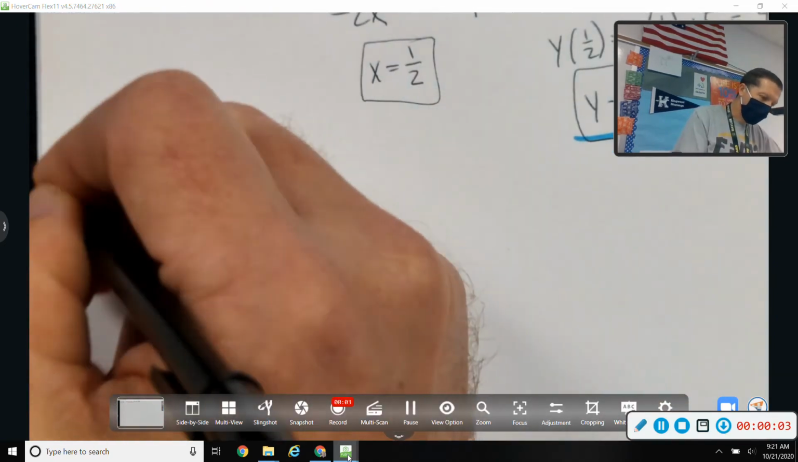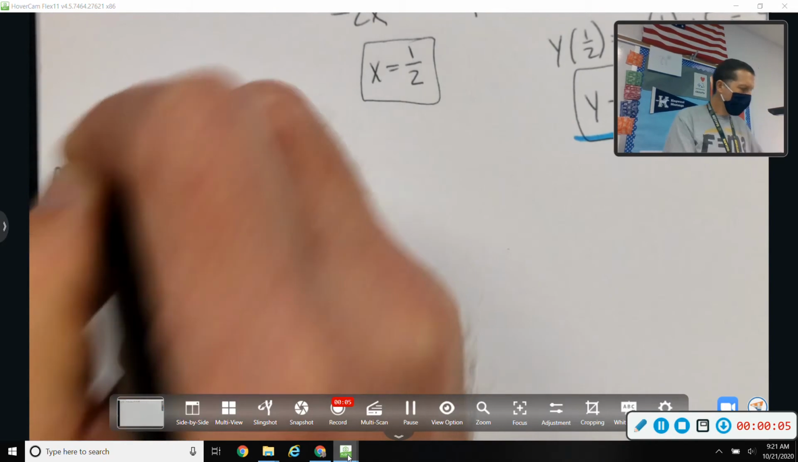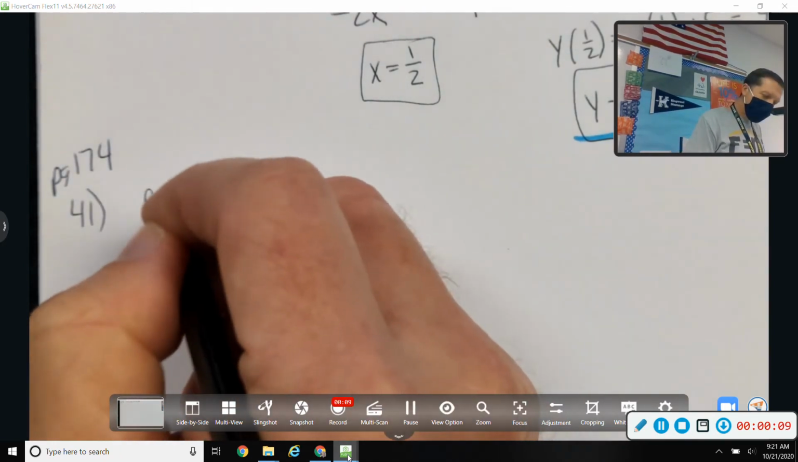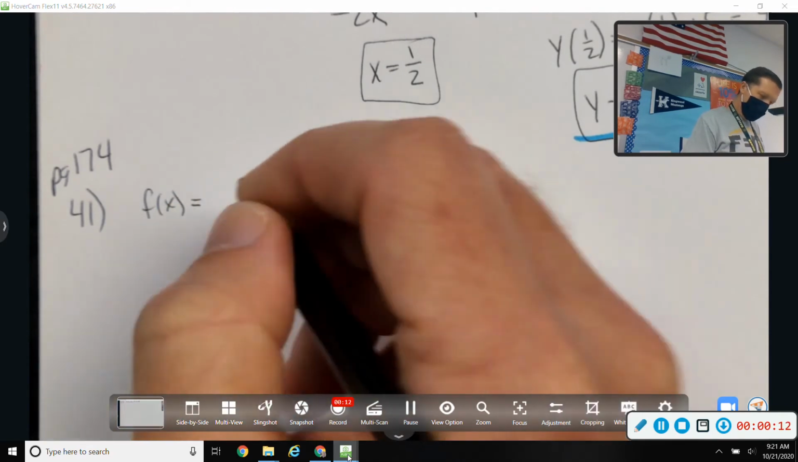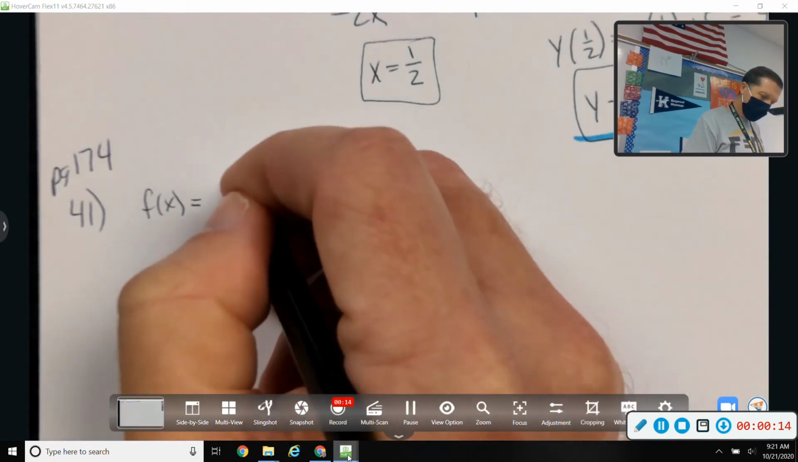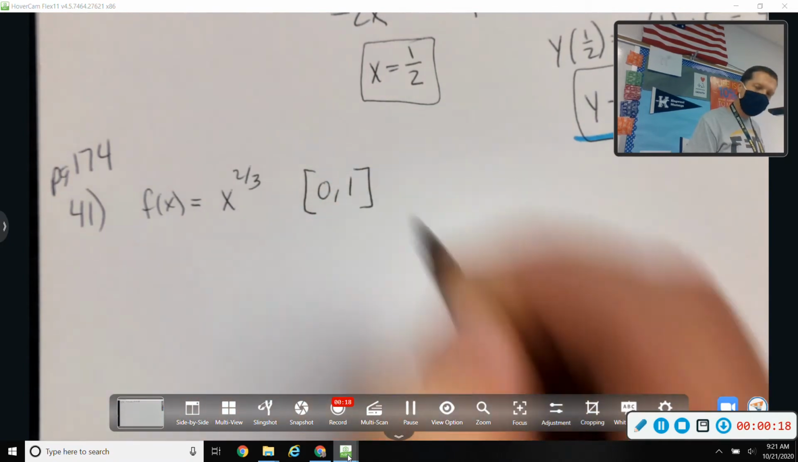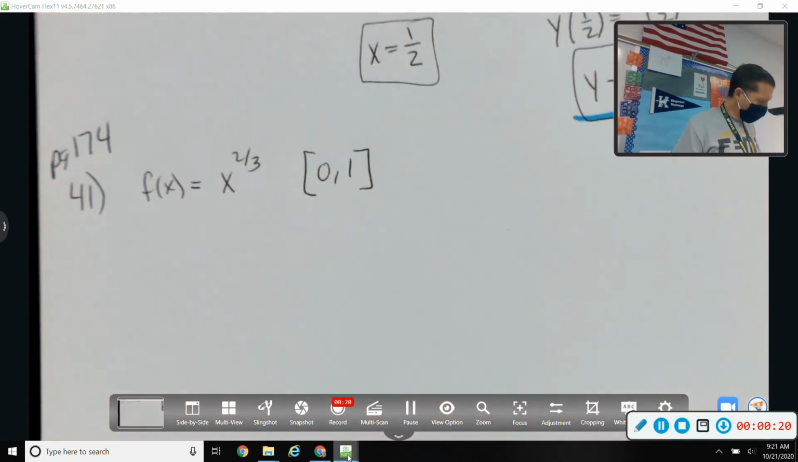Right, so again, page 174, number 41. f of x equals x to the 2/3 on [0, 1], and the instructions say, if the mean value theorem cannot be applied, explain why or why not.